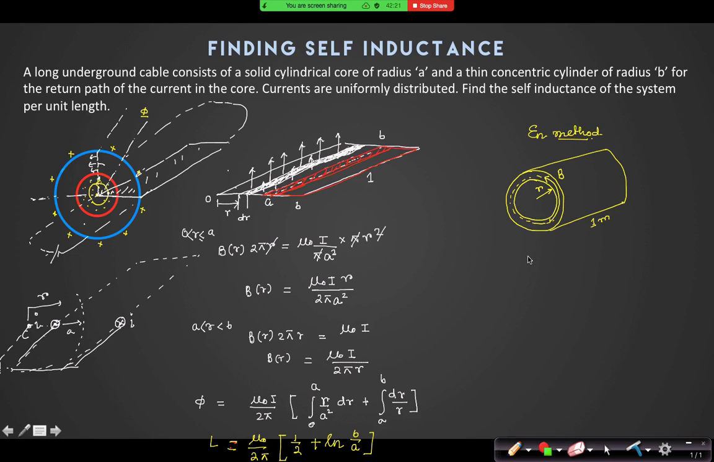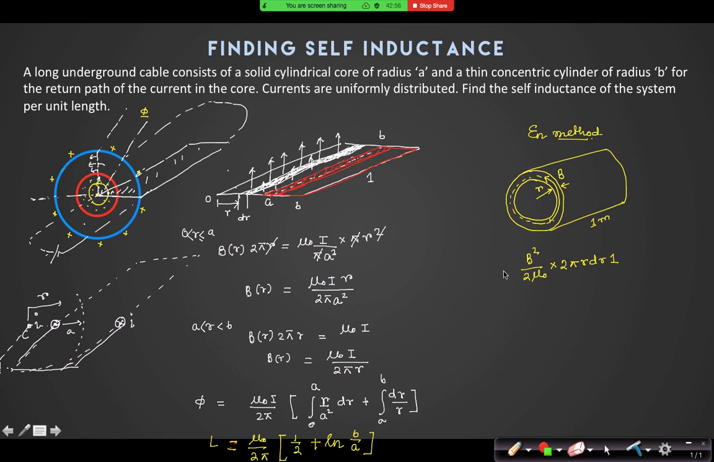Look, magnetic field energy density is B square by 2 mu naught. If I multiply it with the volume, what volume will I assume here? What is the volume? Can you tell me? The volume of the cylinder is 2 pi r dr into 1. Yes, it is 2 pi r dr into 1.